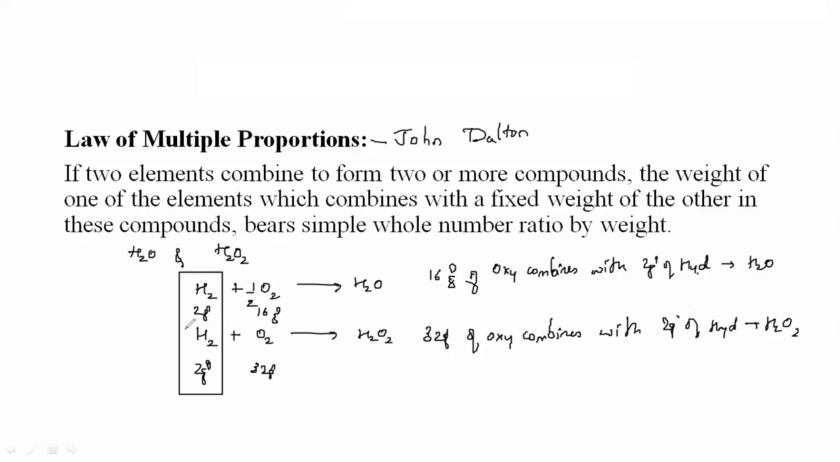So this is fixed, so I'll not consider this. The other one is the weight of one of the elements which combines with the fixed weight. Rather than saying weight of oxygen, let me take it as a weight ratio. So the weight ratio of oxygen in two compounds. What will be the weight ratio? That is H2O and H2O2.